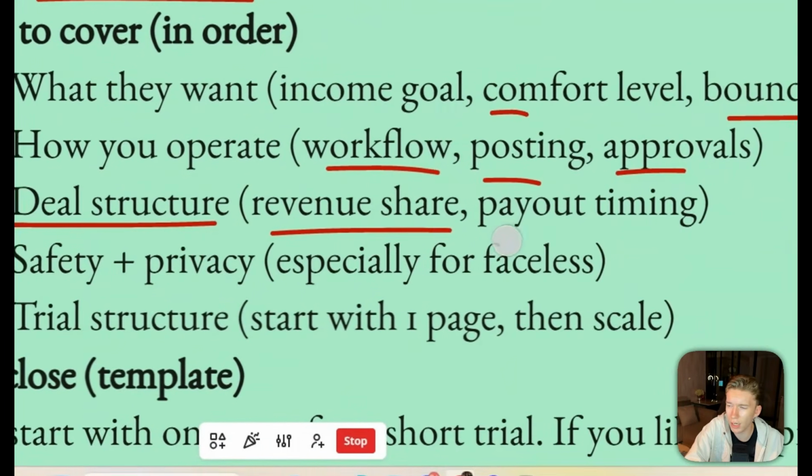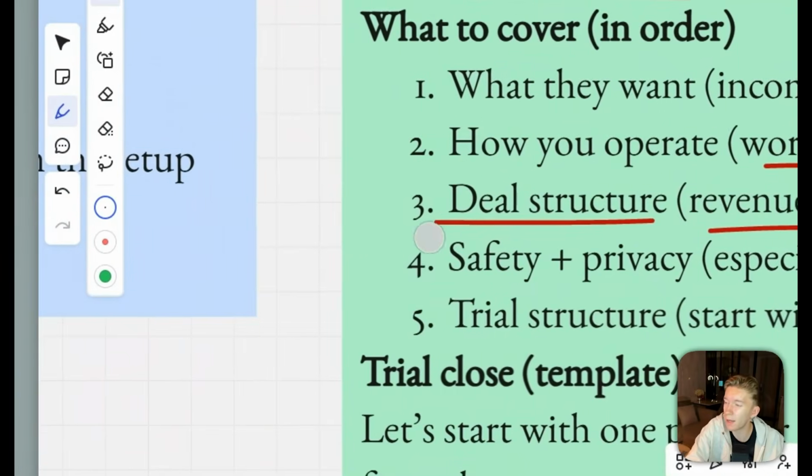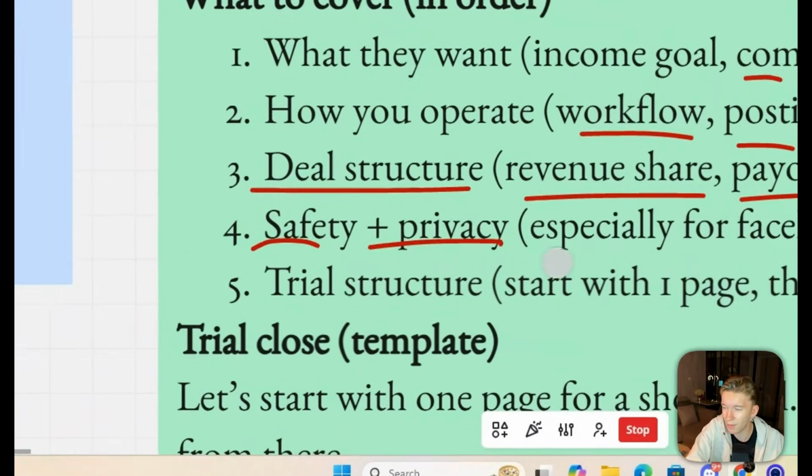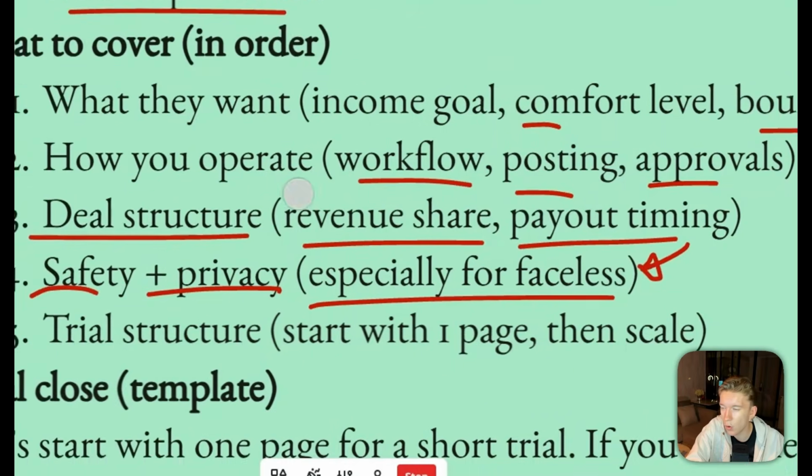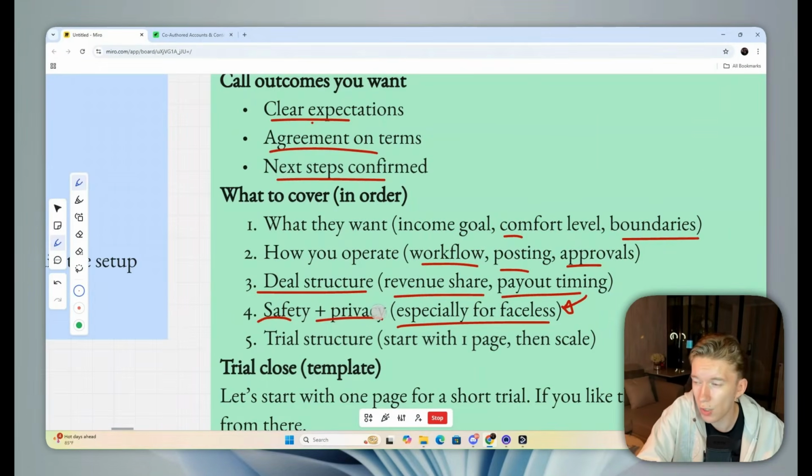For the deal structure, you're going to tell her about the revenue share and the payout timing. You can tell her about the safety and privacy, especially because she's going to be a faceless model. She's not going to be showing her face. Nobody will ever know it's her. She can still run her own pages and do what she wants. This is just extra free revenue income for her.